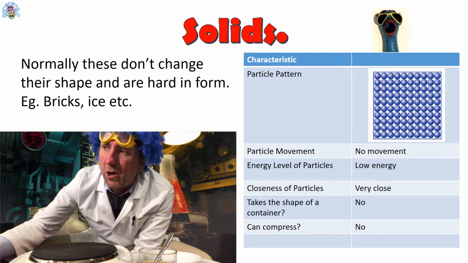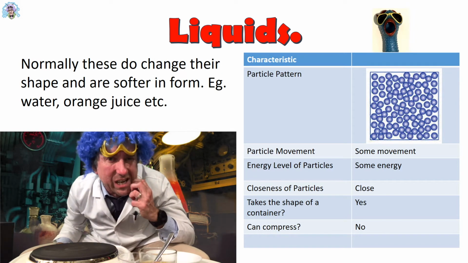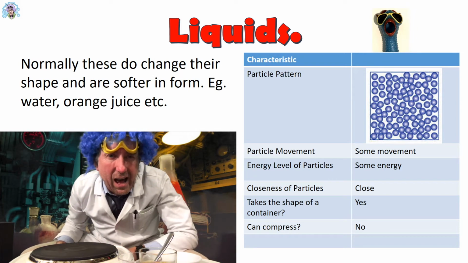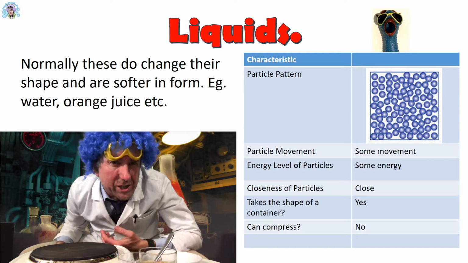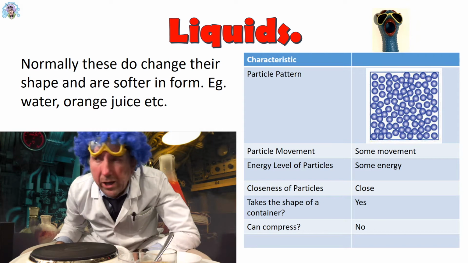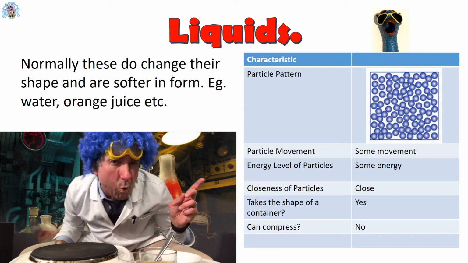So, let's talk about liquids. Now, liquids, as you can see here, you can feel them. They're a little bit softer. They do change shape when you touch them. Okay, and there are some examples of them here, which I've said are water and orange juice.